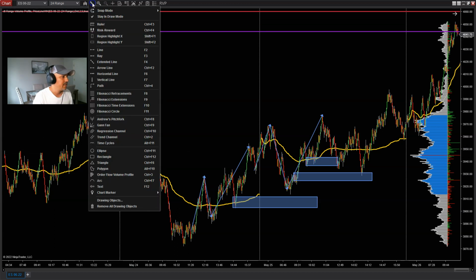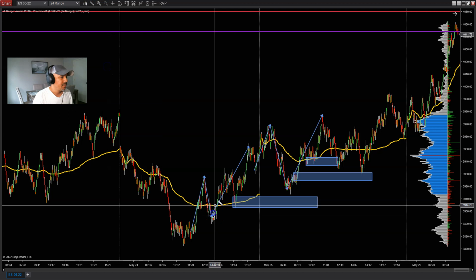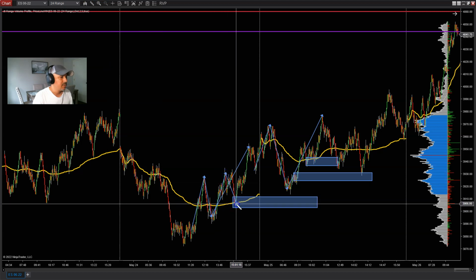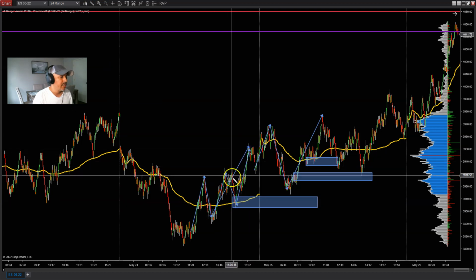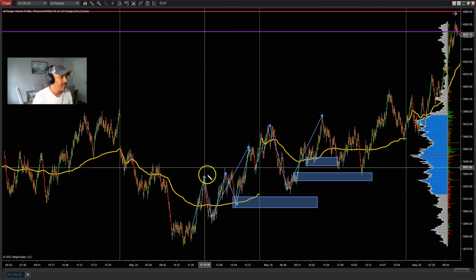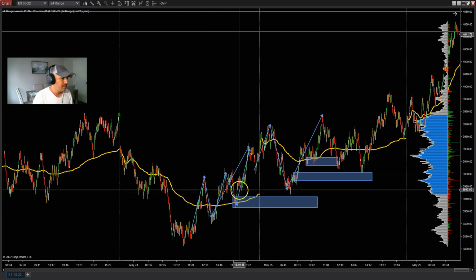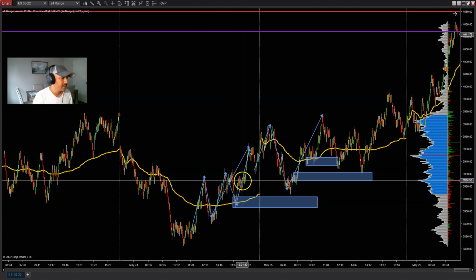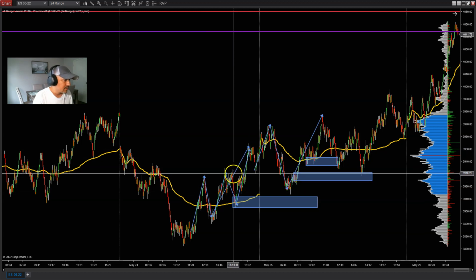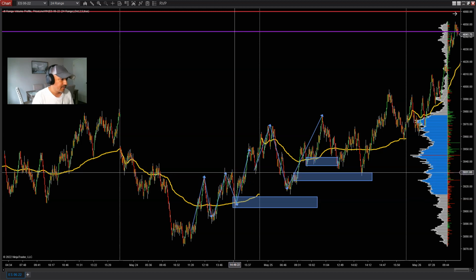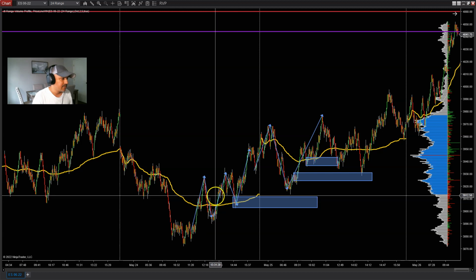Oops, didn't mean to draw it through that. Right here, it's a high, price pulls back. So that's the supporting swing within a swing, if you can see it. Let me get rid of this here. Here's a swing to the upside, okay.